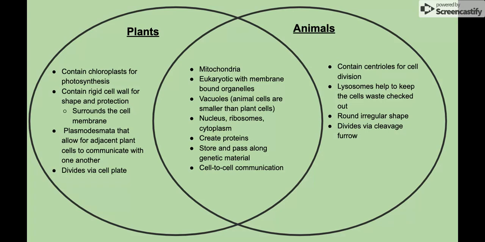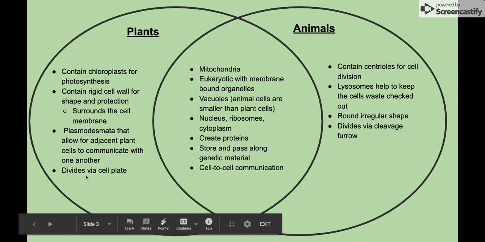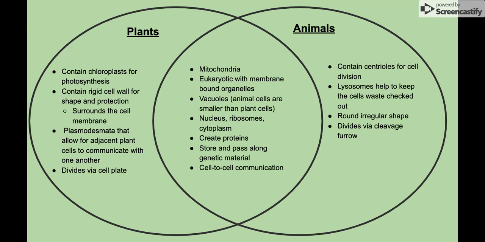That's different in a plant cell. If you look at the last bullet point here, it divides via a cell plate. Instead of dividing via a cleavage furrow, it divides by creating a cell plate in between the two cells. I already talked about the bullet point before that with plasmodesmata. As I said, it helps with capillary action. It allows the different cells within the plant to communicate with each other to transmit materials.